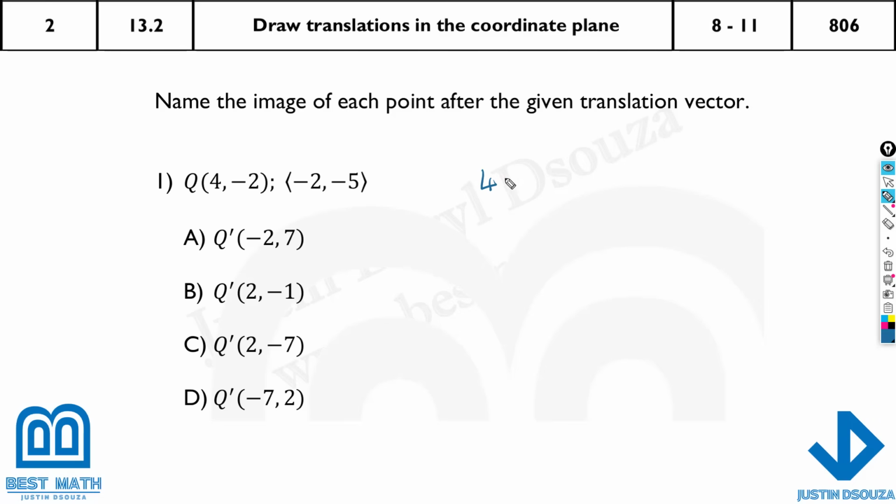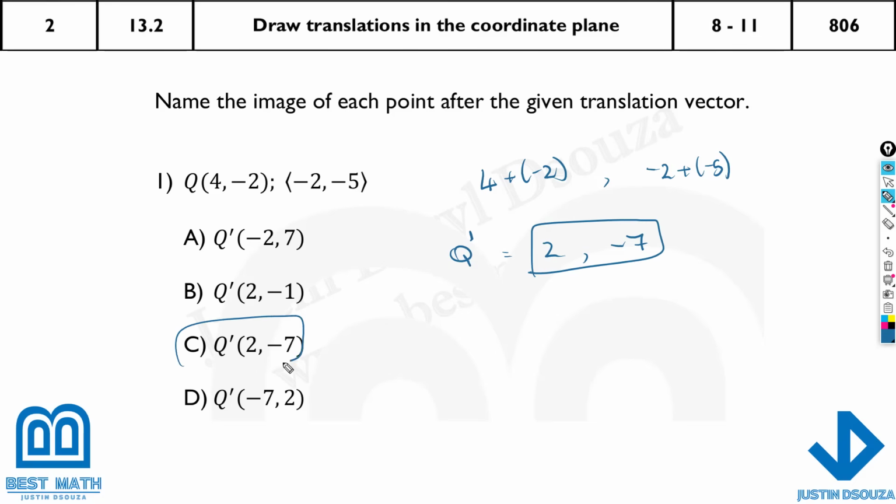Now if you add, what is the translation vector? -2 plus 4, that is the x coordinate, and the y coordinate is -2 plus -5. So the newly formed coordinates would be (2, -7). So this would be the newly formed translated image coordinates. That is Q dash or Q prime. This mark over here shows that it's the transformed or newly formed image. Now here we are doing translation, so this is denoting the translation. So the answer would be option C.